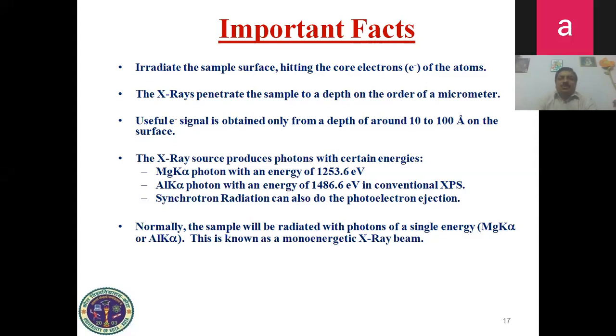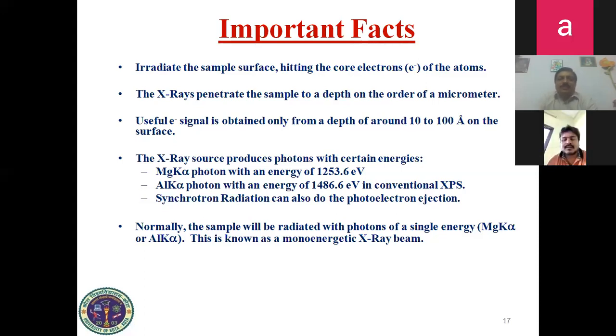The XPS source produces photons with certain energies. We are going to use 2 sources only, Mg K alpha and aluminum K alpha, where Mg K alpha has an energy of 1.253 kilo electron volt, and aluminum K alpha has an energy of 1.486 kilo electron volt. These are used in the conventional XPS system. Nowadays, synchrotron radiation is also used for photoelectron ejection from our sample, and this synchrotron radiation is a highly polarized, highly intense beam.